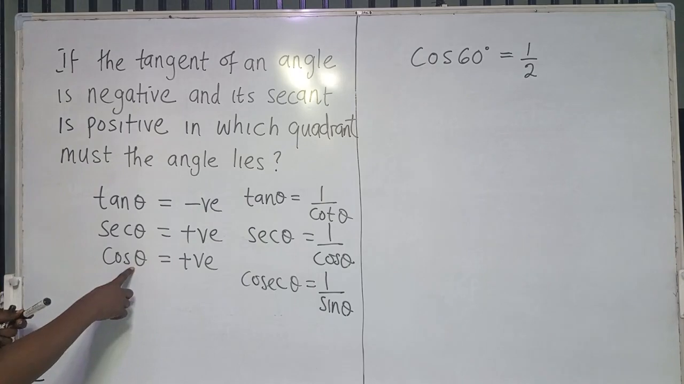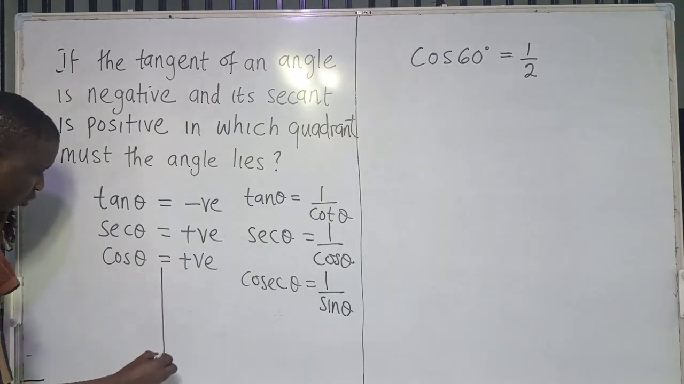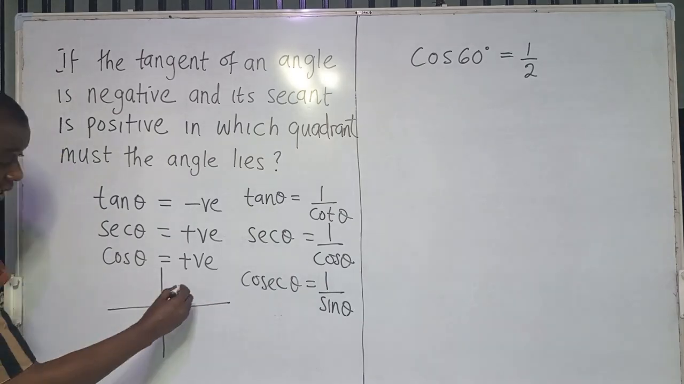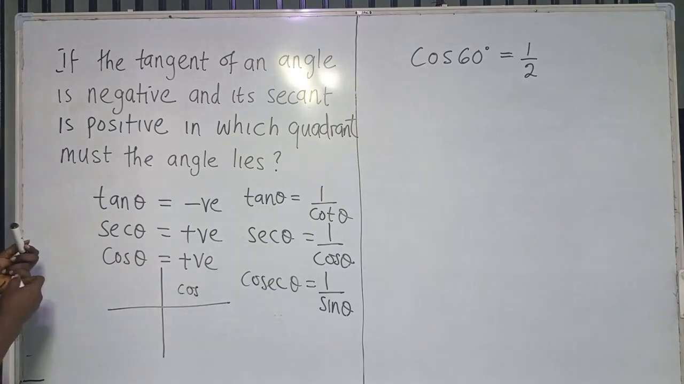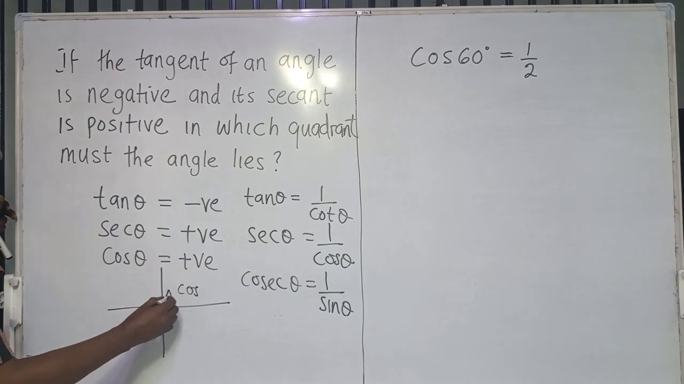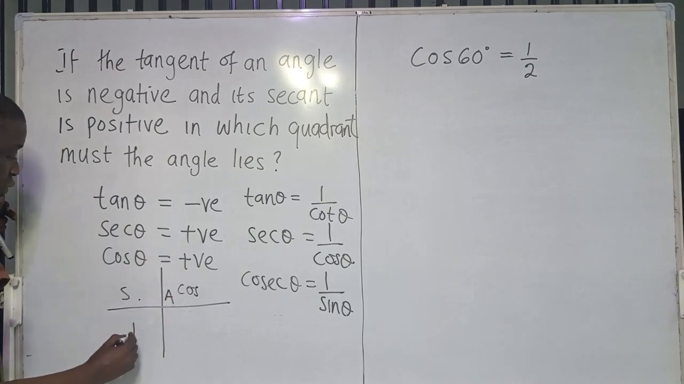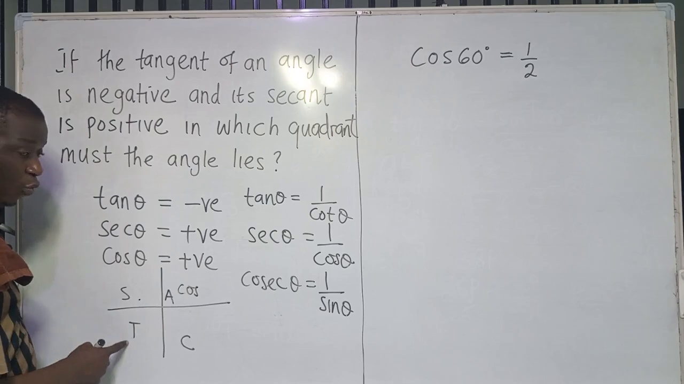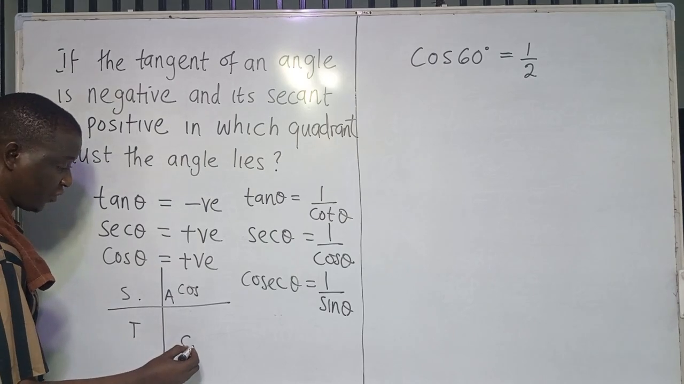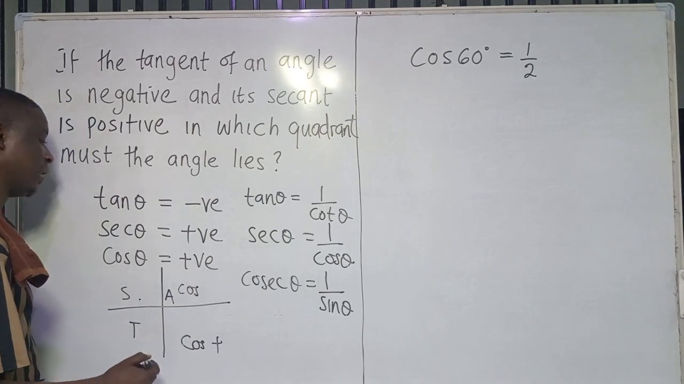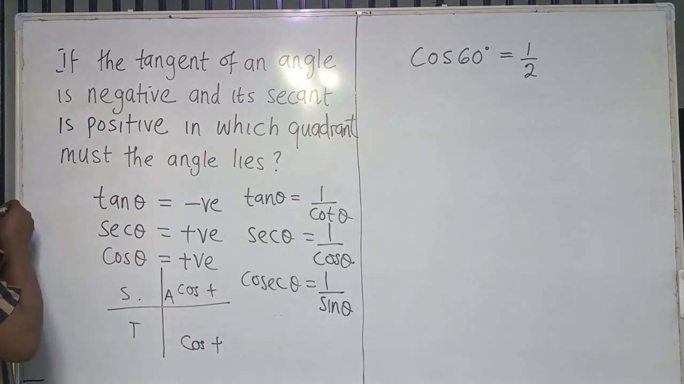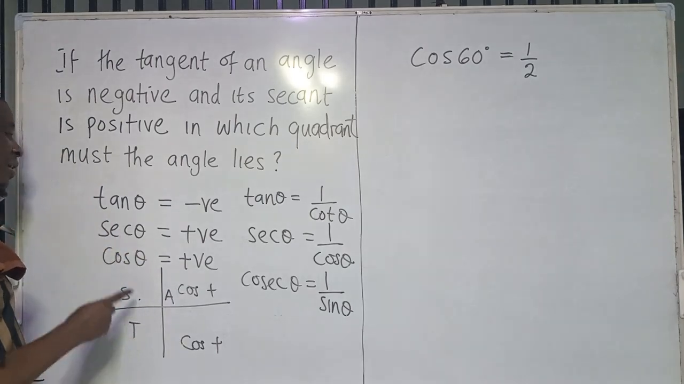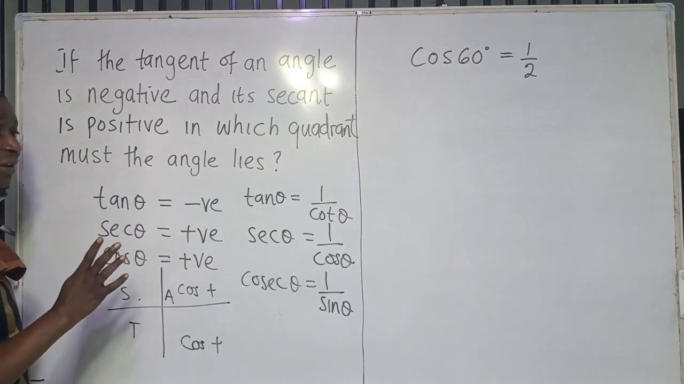Now, for cos to be positive, which quadrant out of the 4 quadrants? We have 2 positions where cos is positive: in the first quadrant and in the last quadrant. We say all students talk cash, you remember. So cos is positive here and also positive here. But among these two, the first and the fourth, in which quadrant is tan negative? That will decide our answer.